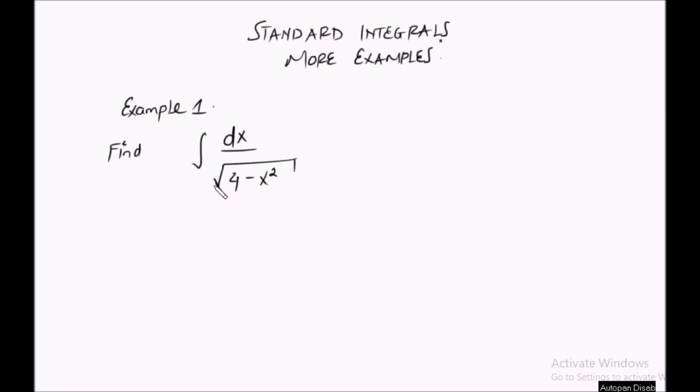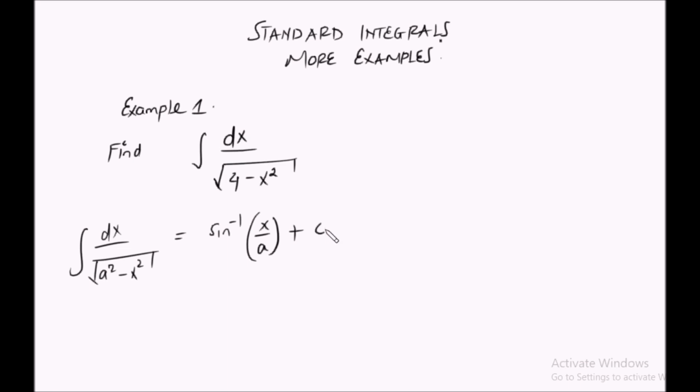Example 1 says: find the integral of 1 over the square root of 4 minus x squared with respect to x. So we know the standard integral says the integral of 1 over the square root of a squared minus x squared is equal to sin inverse of x over a plus c, like that. So you can see this resembles the question we were given. So instead of struggling, we're just going to use this to get the answer.